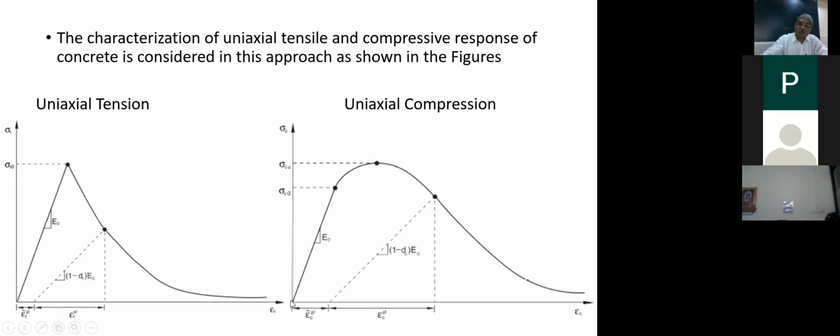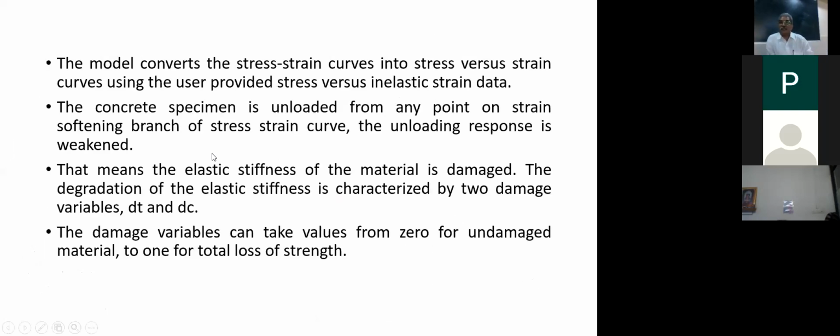Uniaxial compression is also up to a certain level. We know that initially concrete shows linear behavior. So up to this level, it is linear. Then it enters into nonlinear, and when it reaches the ultimate value, the softening behavior of concrete in compression will also start, which is also nonlinear. So in all, we can conclude that concrete is a nonlinear material. The model converts the stress strain curve into a stress versus plastic strain curve using user provided stress versus inelastic strain data. The concrete specimen is unloaded from any point on the strain softening branch of the stress strain curve.